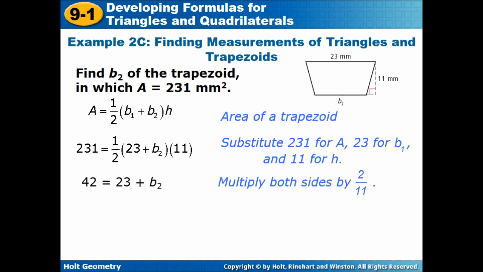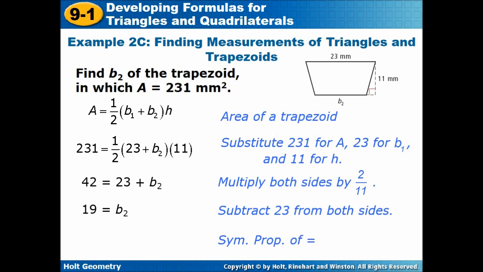Now, we want to get B2 all by itself. Now it's just a simple matter of subtracting 23 from both sides, and so B2 is 19. And using the symmetric property of equality, we reverse the B2 and the 19, and B2 equals 19 millimeters.